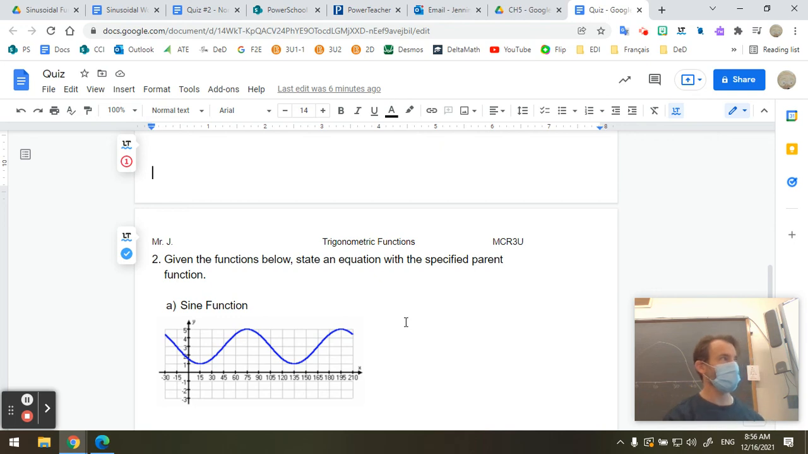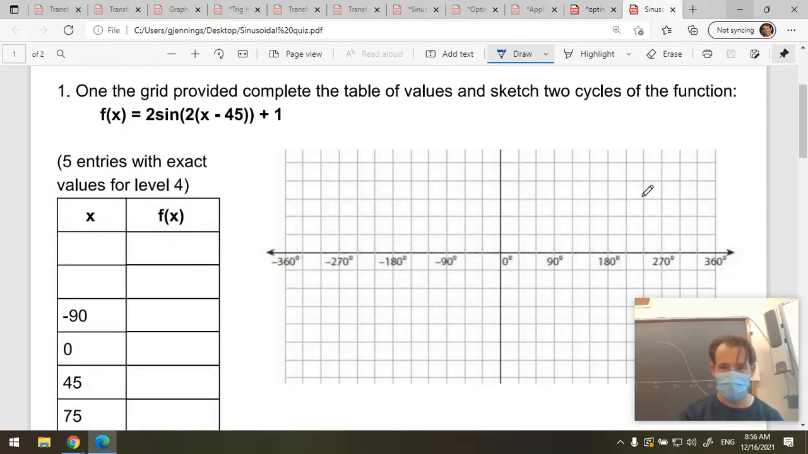Oh, the weather outside is frightful, but math is so delightful. And since you are required by law to be here today, let's do our sine functions.